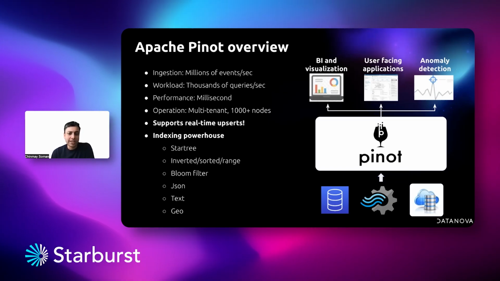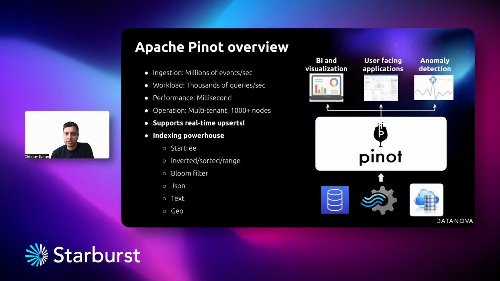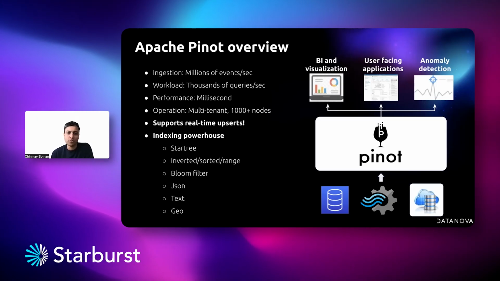And last but not least, Pinot is an indexing powerhouse. It comes out of the box with a wide range of built-in indexes that you can configure for any of the columns in your schema. Ranging from simple ones like inverted or sorted, to Bloom filters, or even complex ones, for example, JSON indexes or geospatial indexes. One of the most important ones, of course, is the star-tree index, which is really a way of generating a materialized view on top of Pinot.